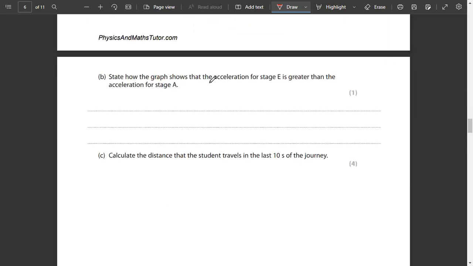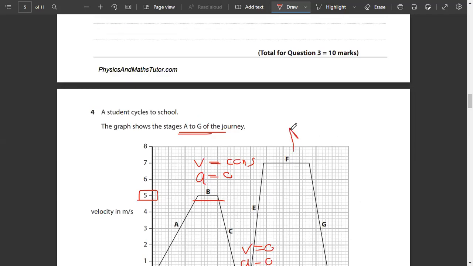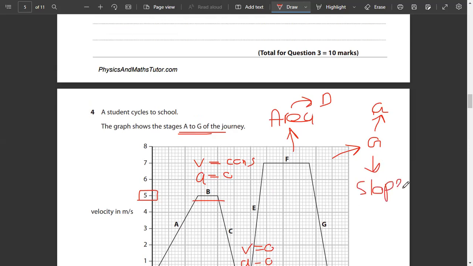State how the graph shows that acceleration for stage E is greater than acceleration for stage A. अब मैंने आपको बताया था, when we have a velocity time graph, there are two things to know: the area and the gradient. The area shows us the distance and the gradient shows us the acceleration. Gradient का क्या मतलब होता है? Gradient means slope.